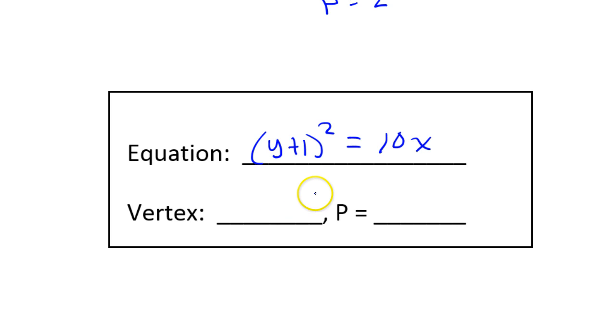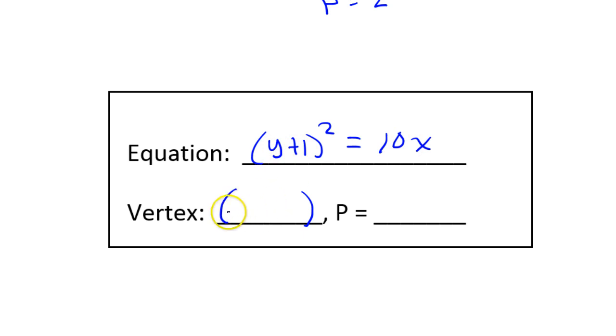Now the vertex is going to be the opposite of this, and the opposite of this. But the order I must be very careful about because this is backwards. The x part is over here and the y part is over there.